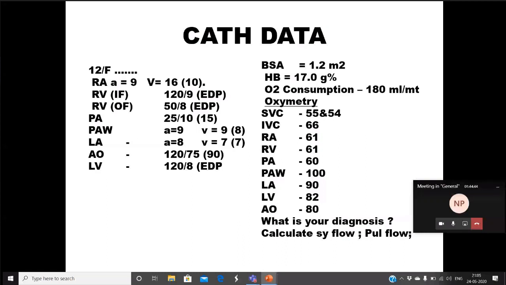Sir, why the gradient between RV inflow and outflow, sir? Anybody? Yesterday answered the question. Can you explain that? Infundibular stenosis, sir. There is a stenosis at 2 levels, at the level of infundibulum, as also at the level of the pulmonary valve. Okay, sir.